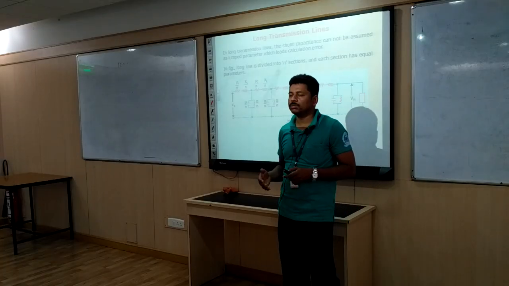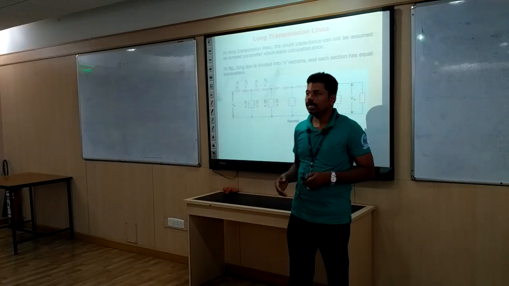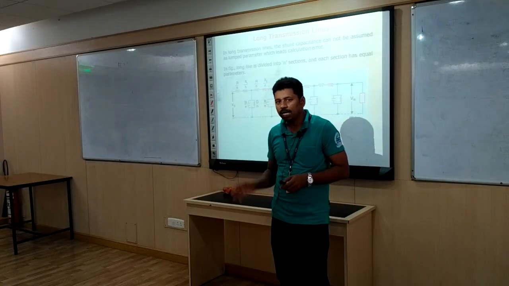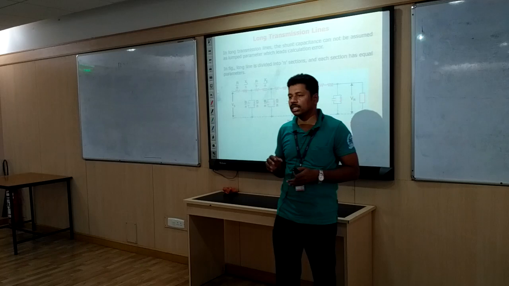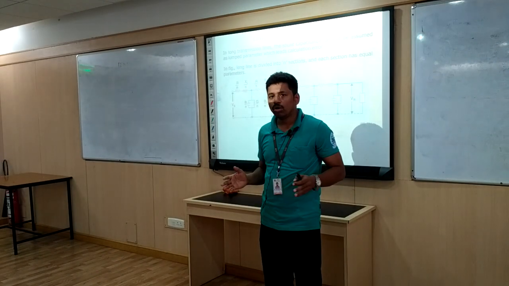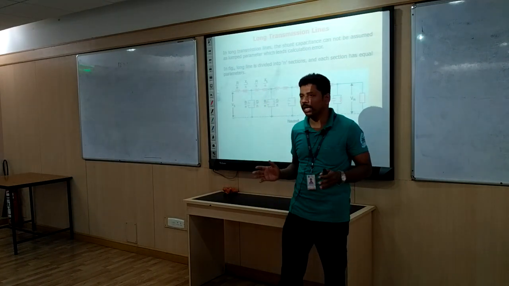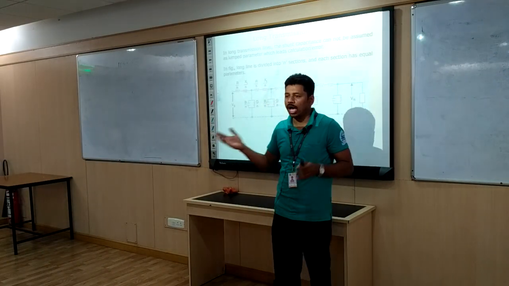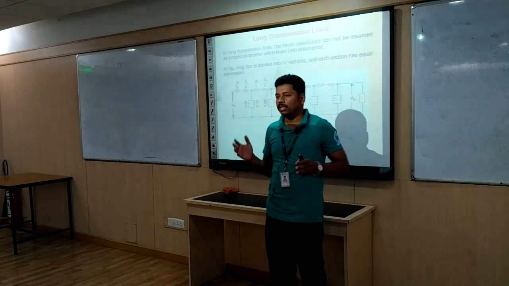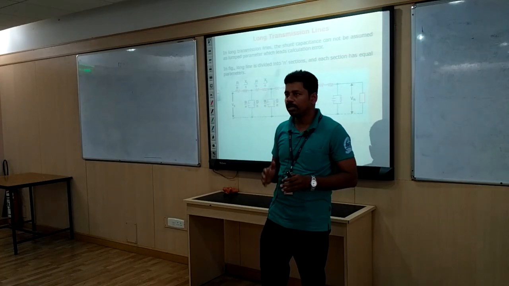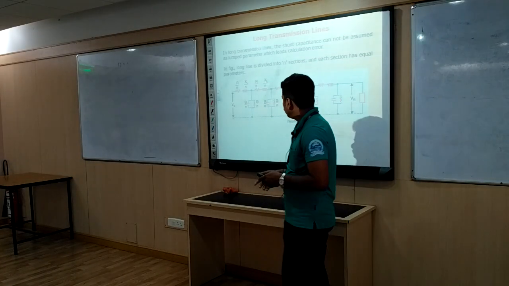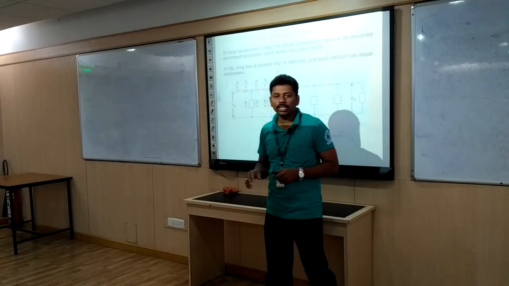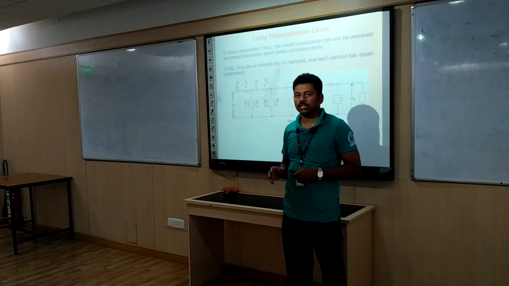Then coming to the long transmission line, as in a real-time system, the resistance, inductance, and capacitance are distributed in nature. That means if it is n kilometers, then the resistance is divided into n equal parts, R by n, and the total inductive reactance is also divided into XL by n, similarly the capacitance. So this long transmission line is solved by the rigorous method.